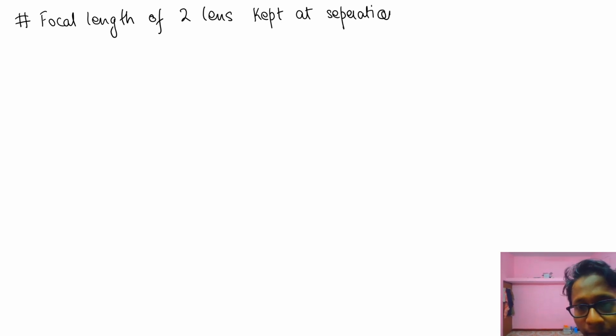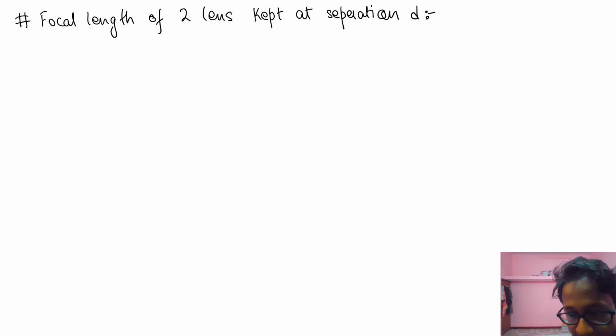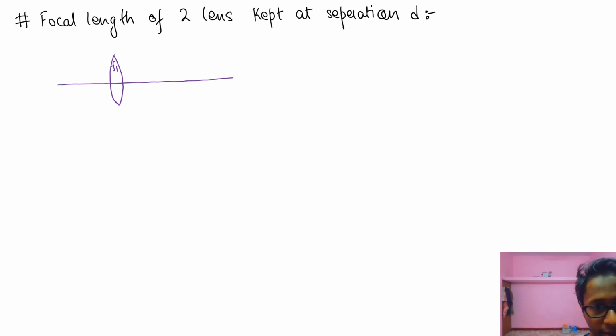So our next topic is the focal length of two lenses kept at separation d. What I mean by this is, suppose this is lens 1 of focal length f1, and another lens of focal length f2, and the lenses are separated by this distance.